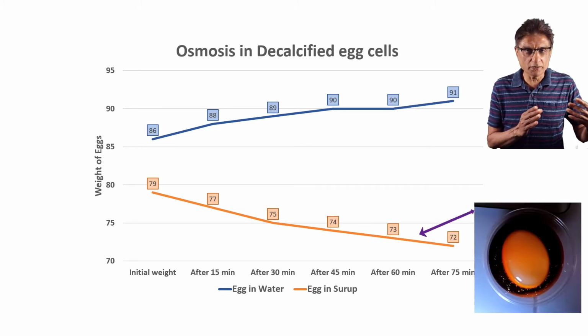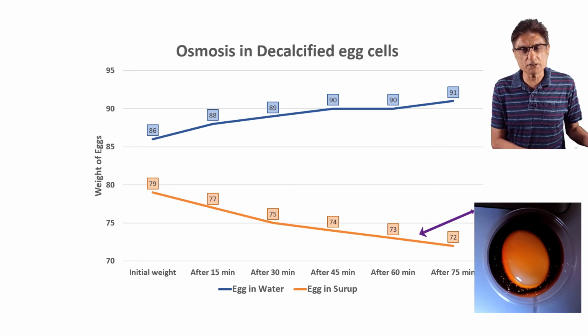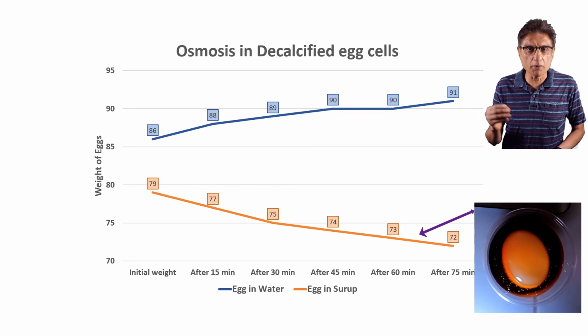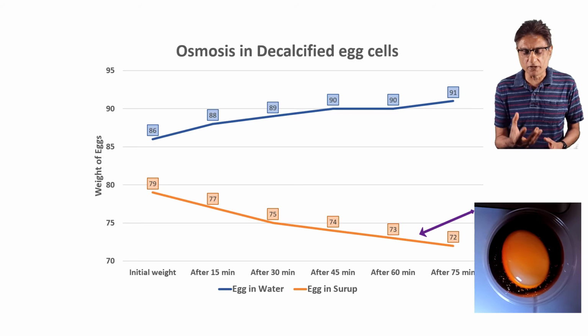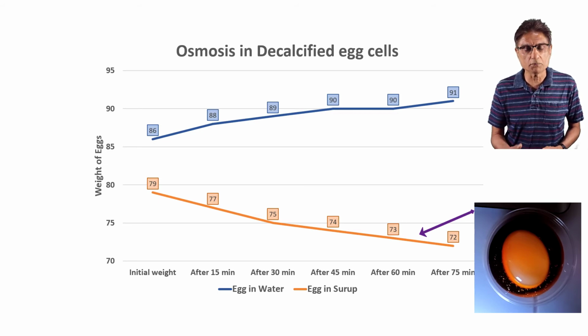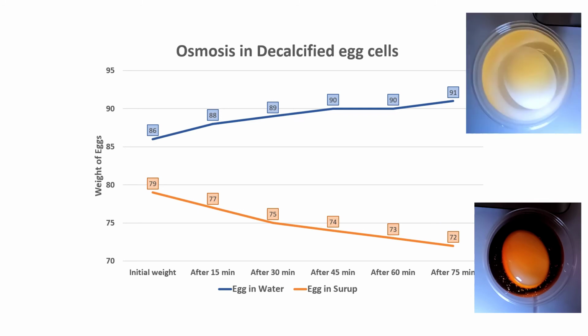In the other example, where we had the cell inside the maple syrup, there was more water inside the cell and there was less water outside the cell, and the water goes from higher to lower concentration. That water kept on going from the cell to the syrup, and this cell was shrinking in weight, kept on losing the weight because the water was leaving the cell.